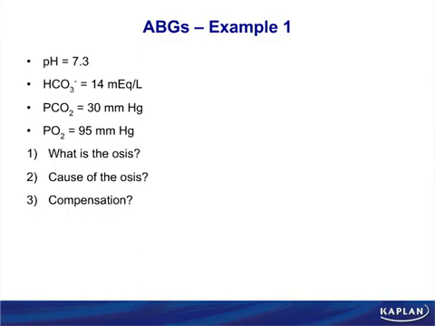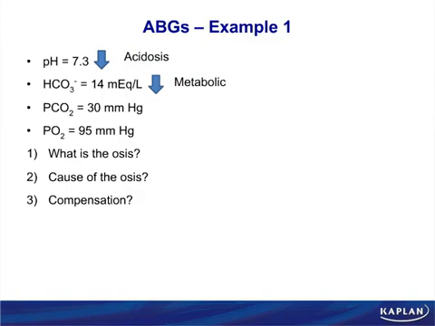All right, what do we do? Same 3, always. pH is 7.3. What is the osis? Well, I have an acidosis because it's low. Question number 2, what's the cause? I look at bicarb. Well, I have a metabolic acidosis because bicarb is low. So, question 1, pH low, acidosis. Question 2, cause, bicarb is low. Acidosis, low base, makes sense, it's metabolic.